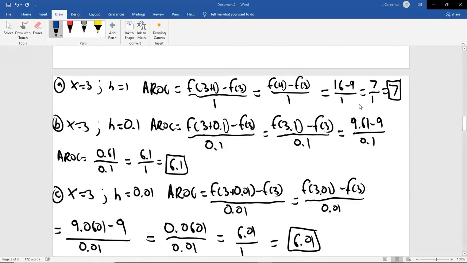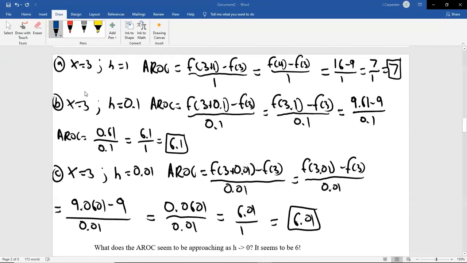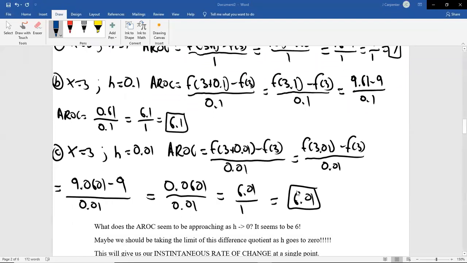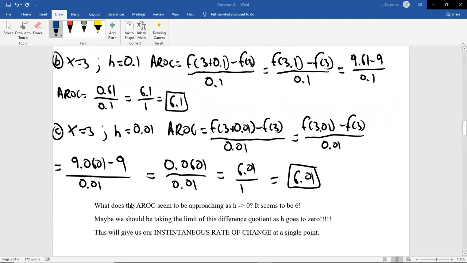So what I was saying was, when we had an h value of 1, the slope between going from 3 to 4 was 7. Then we went from 3 to 3.1, and it was 6.1. Then from 3 to 3.01, it was 6.01. So as we make this h smaller and smaller, we're getting closer and closer to a value of 6. So we say, what does the average rate of change seem to be approaching if we keep making this h smaller, like a 0.00001? It would probably be like 6.00001. It seems to be going towards 6.